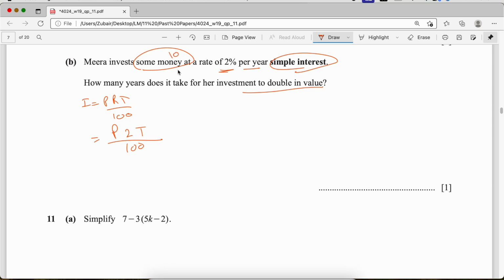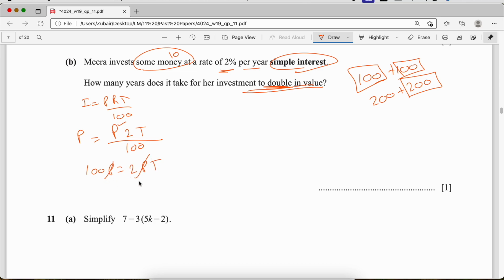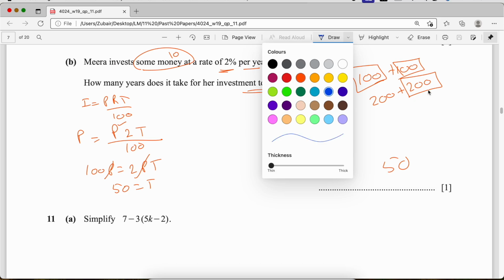You may select any value, 10 or 100 or anything, and then realize how many years it will take the investment to double. The investment only doubles if you are investing 100 and you are getting 100 back. If you are investing 200 and you are getting 200 back, that actually means your investment and interest are equal. What you are getting back is interest. So if my investment is P, my interest should also be P. I'm solving for it. That's 100P is equal to 2PT. P cancels out with P, 2 goes on the other side, we're left with 50 is equal to T. So it would take 50 years for our investment to double at this rate.